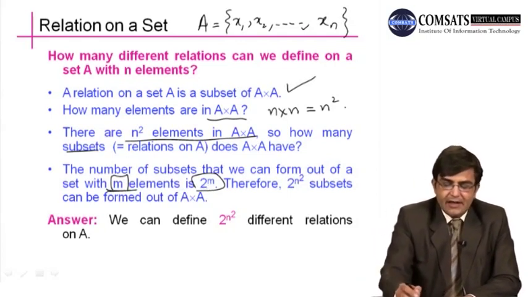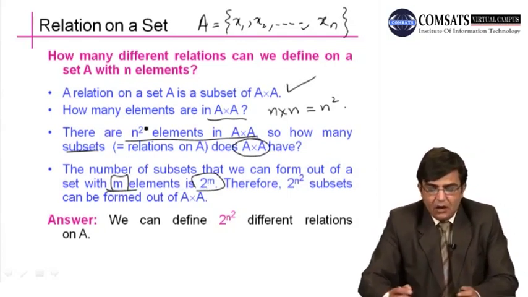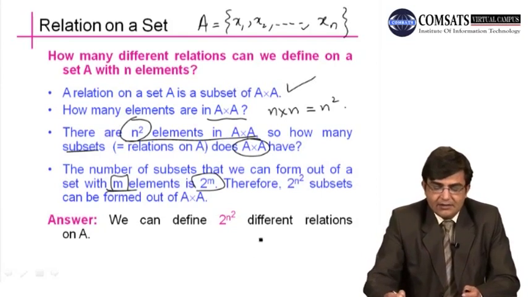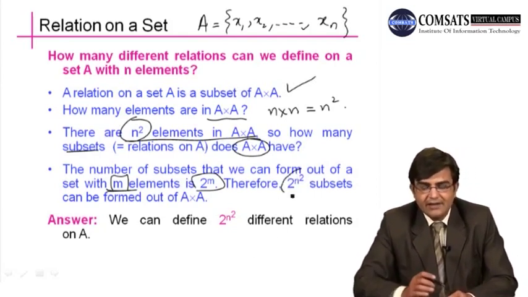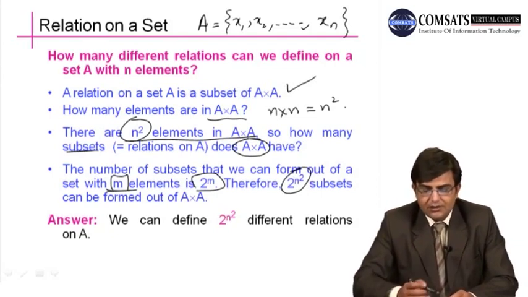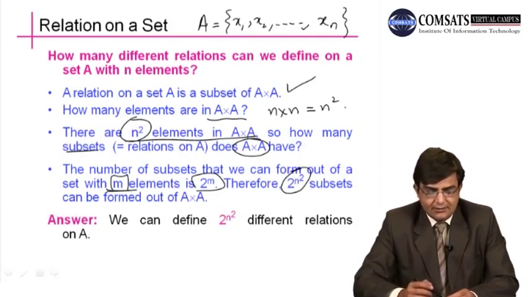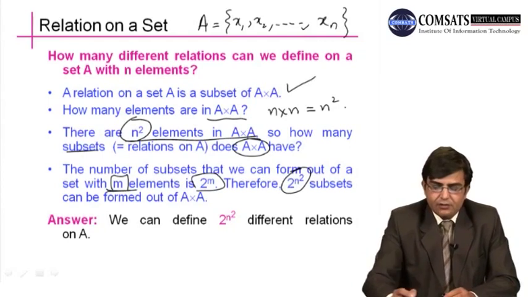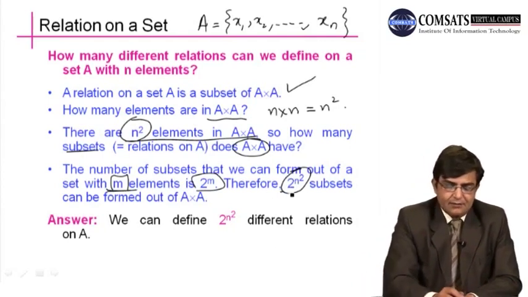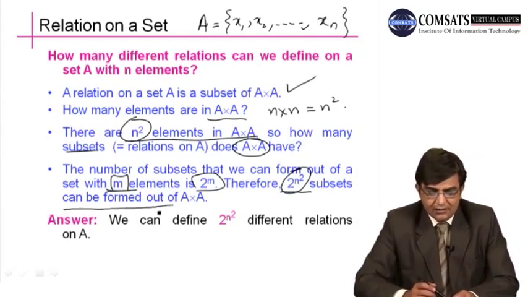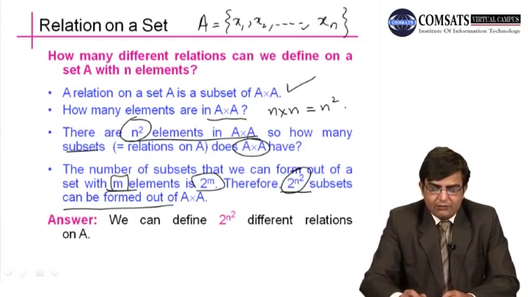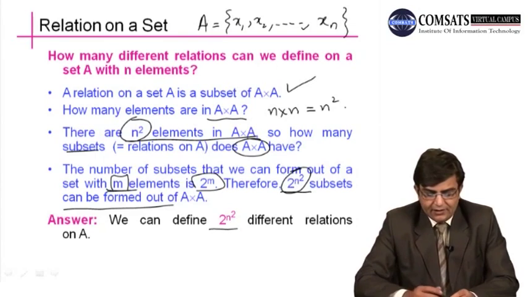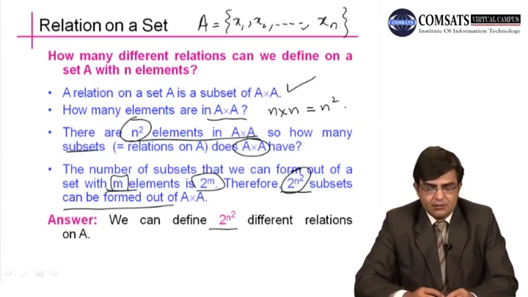So if this set has n square elements, then how many subsets can we define? This is obviously 2 power n power 2, or you can say 2 power n square. So 2 power n square subsets can be formed out of A cross A. So we can define 2 power n square different relations on the set A.